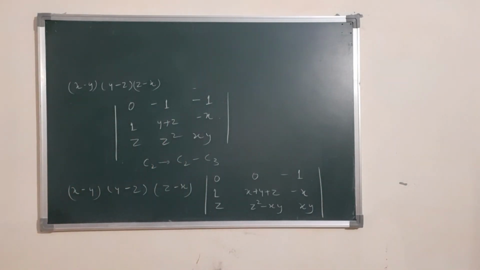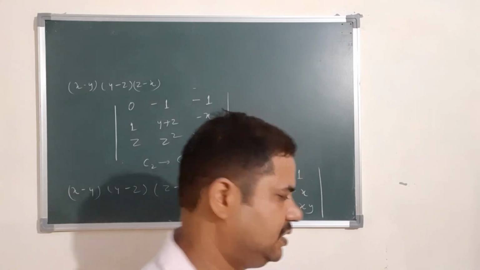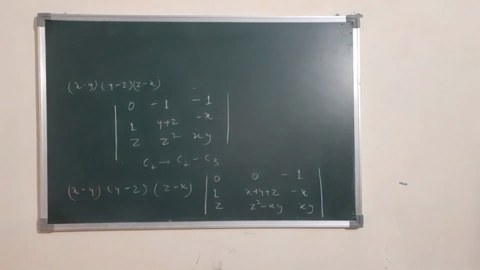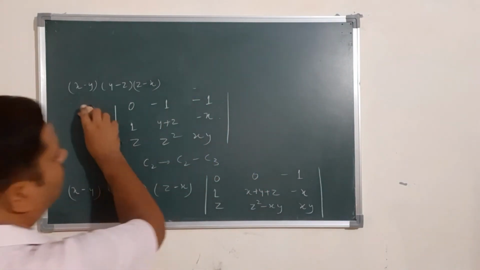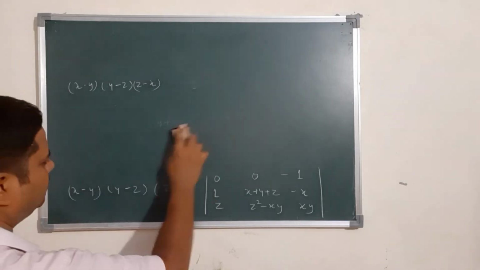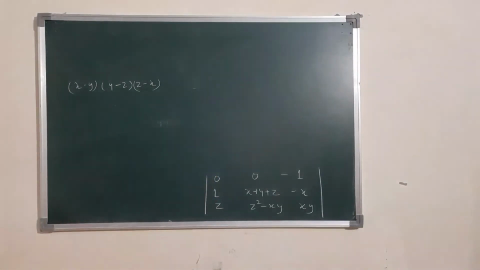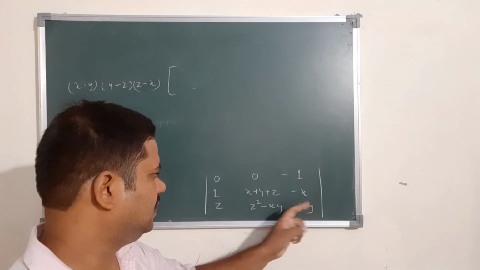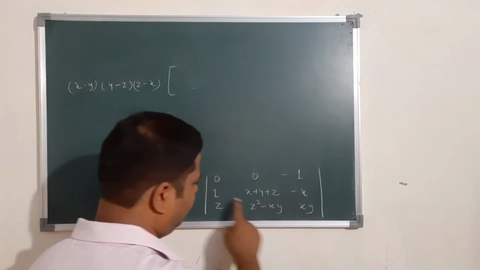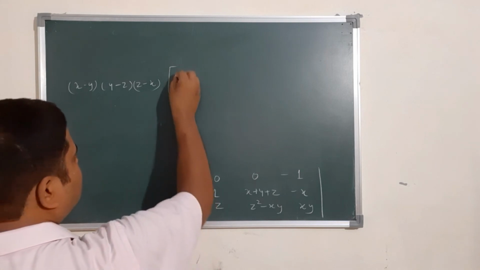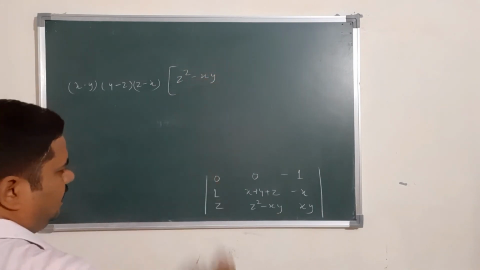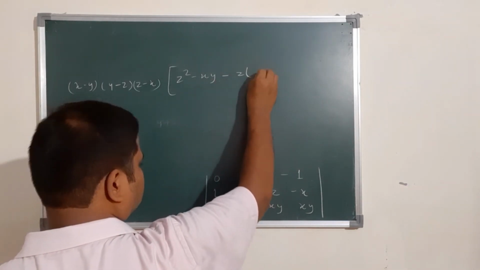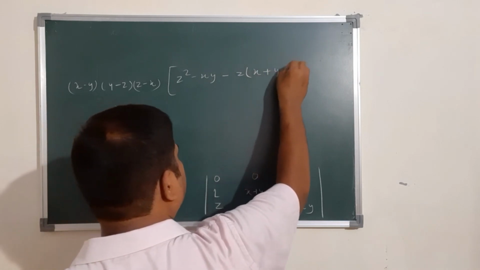Now last step, we expand it and we will get the solution. So x minus y, last step, we are just going to expand it. X minus y, y minus z, z minus x, within bracket minus 1, that means leaving this particular row and this column we will get z square minus xy and minus of z into x plus y plus z.